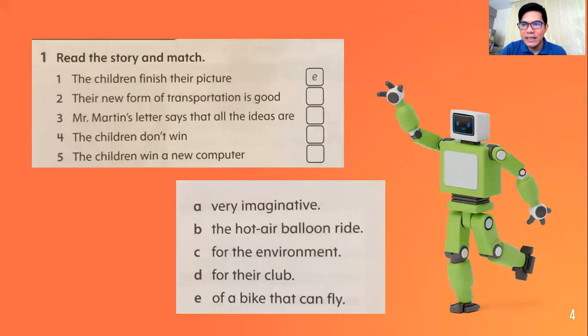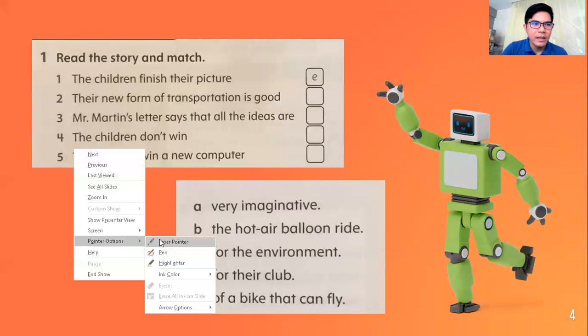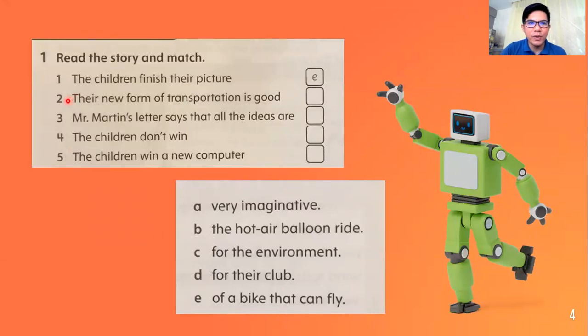I'll give you 3 seconds. Guess your letter, and then I'll give you the correct answer. Ready? Number 2. Their new form of transportation is good blank. What's your answer? 3, 2, 1. The correct answer is C, for the environment. I will read again the sentence. Their new form of transportation is good for the environment.